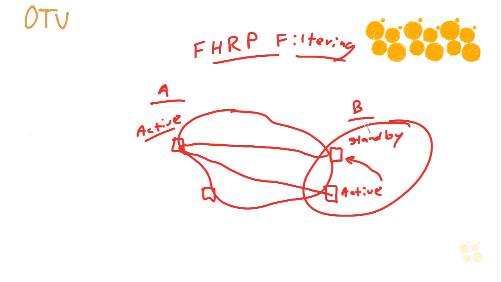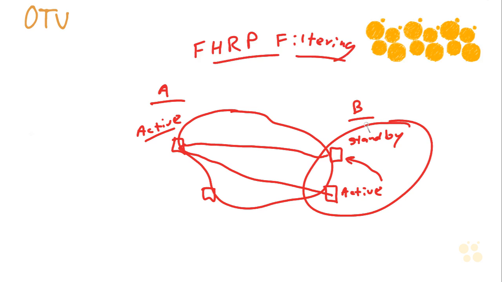If the routers in the different sites don't see hellos from each other, they'll of course select an active and a standby in the particular site. The active router in the site will be responsible for forwarding the traffic for the virtual IP and MAC address for that particular site. Now, to filter the first hop reachability traffic, we need to do two steps.